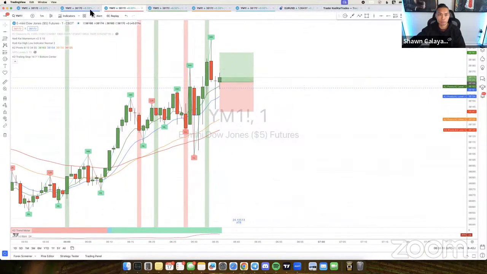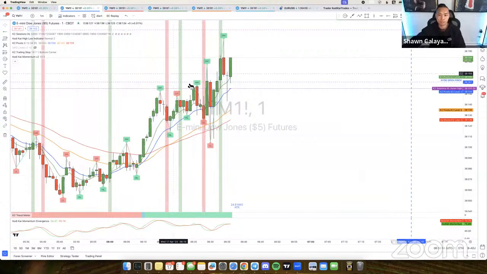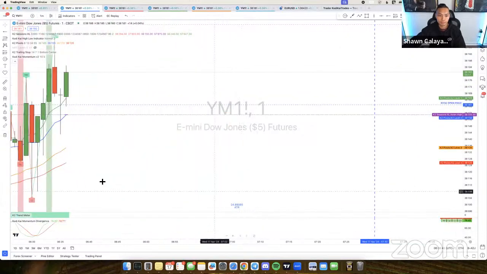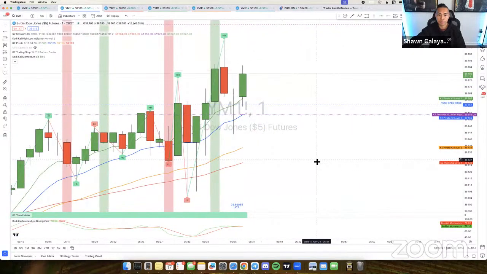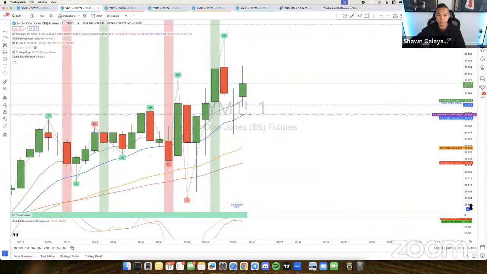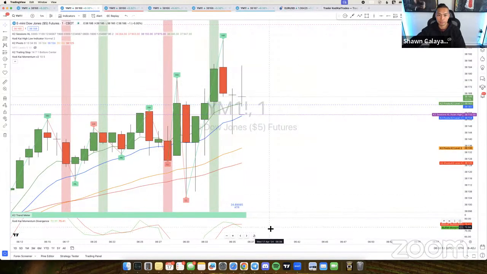Not in the position, not really looking to take anything here, but you guys can see that it is running right here as price continues to move along. Looking over here at the divergence indicator, there isn't really a confirmation of a bearish divergence yet, or actually there is, now that I've seen it. So there's a confirmation of bearish divergence.